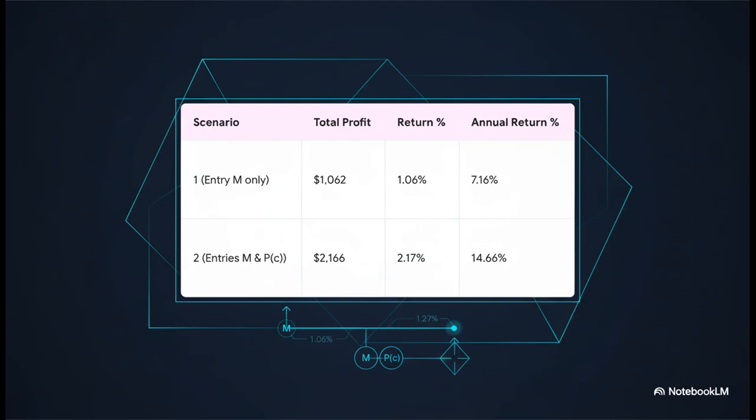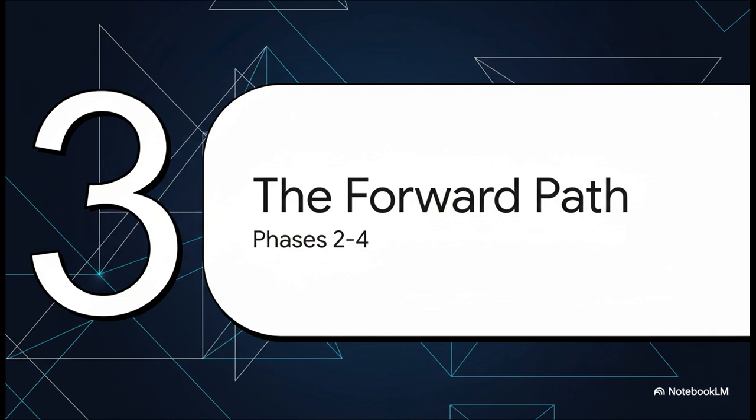Now, here's where it gets really interesting. Those two entry points lead to two different potential profit scenarios. In Scenario 1, if only that first entry at M gets triggered, the projected return is just over 1%. But if the price dips lower and hits that second entry point, P of C, the system gets a much better average price. And look at that, the projected return more than doubles to 2.17%. This table breaks it all down for you, the profit, the return percentage, and even the annualized return for both possibilities. So that's the complete setup for Phase 1.